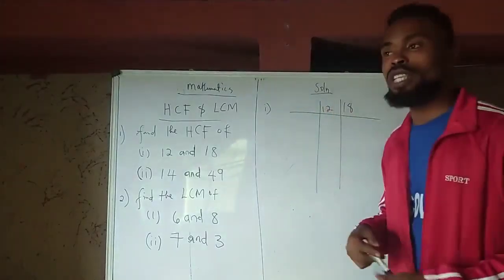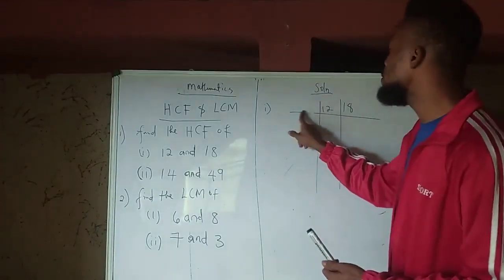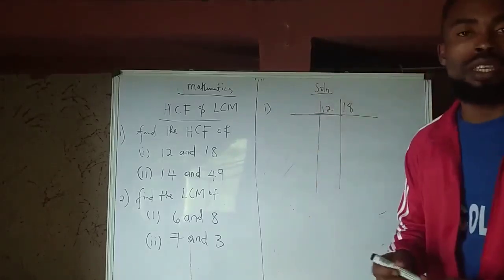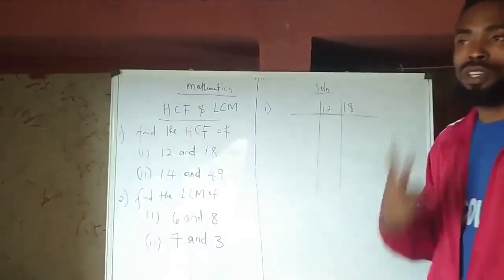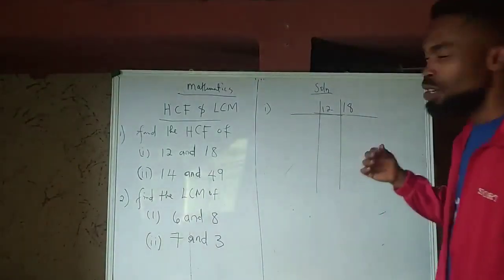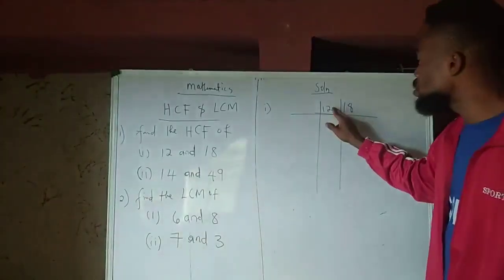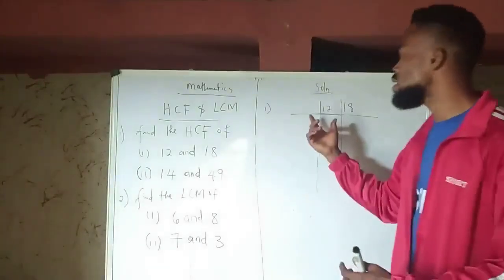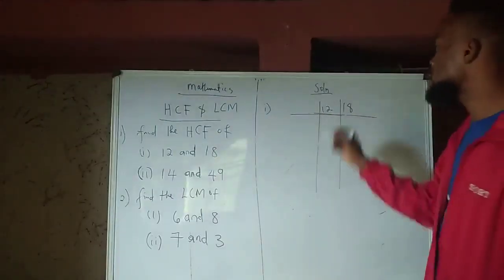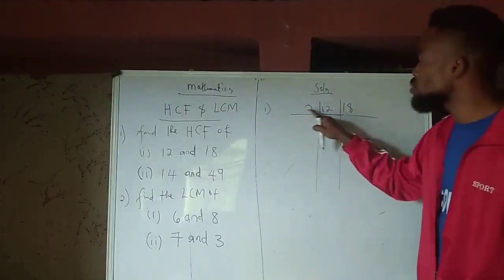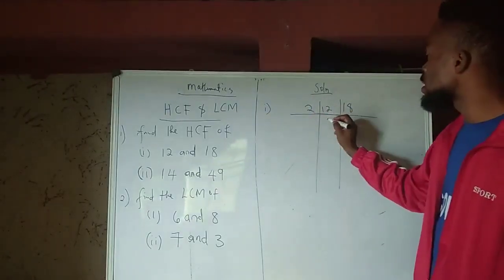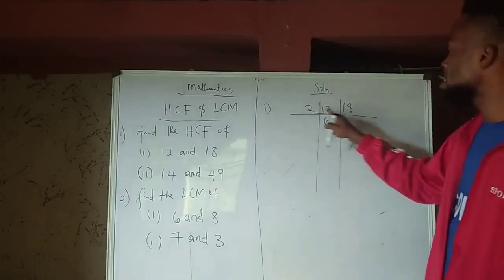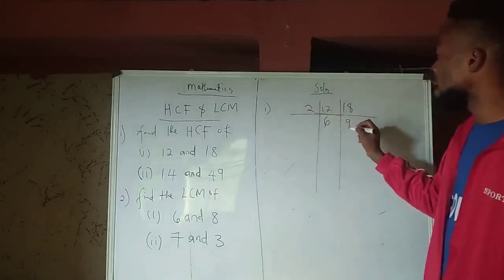Now, since we are looking for HCF, we are going to look for any number that can divide through 12 and divide through 18 equally without remainder. So it's traditional to always start from the small numbers. Okay, let's start from 2. 2 into 12 will go 6 times, that's 12 divided by 2, 6. 18 divided by 2 is going to go 9 times.